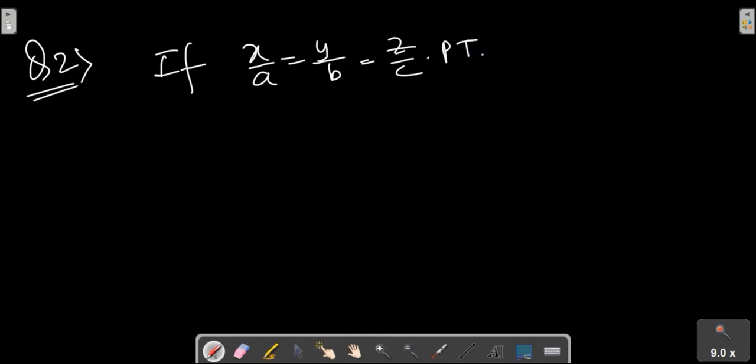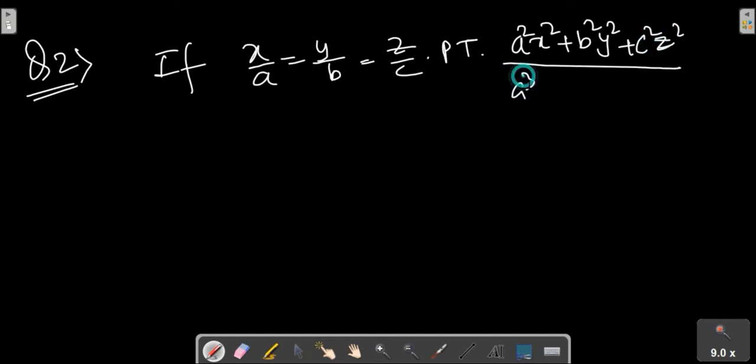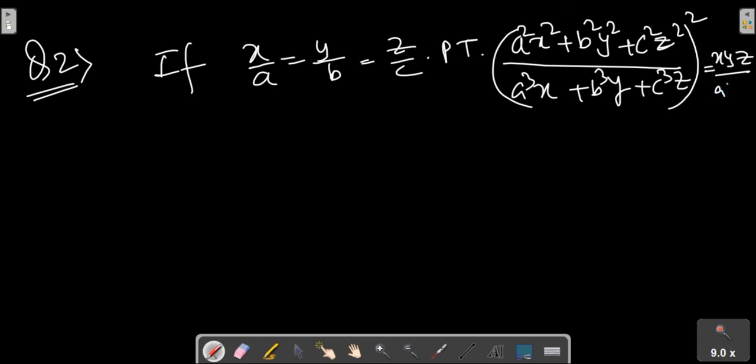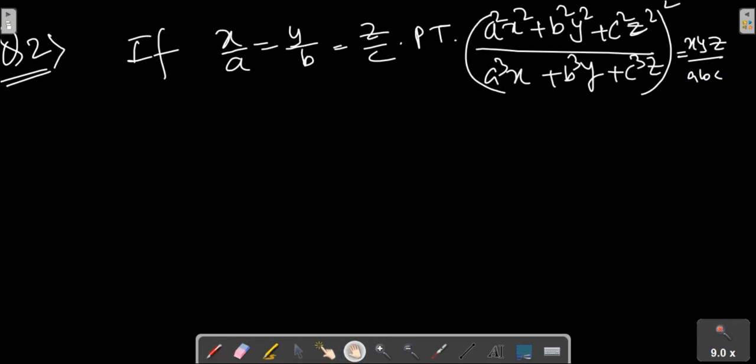So we have to prove that a square x square plus b square y square plus c square z square, divided by a cube x plus b cube y plus c cube z, its whole square, equals x y z whole divided by a b c. So we need to show that. I think you can understand now how we will proceed.